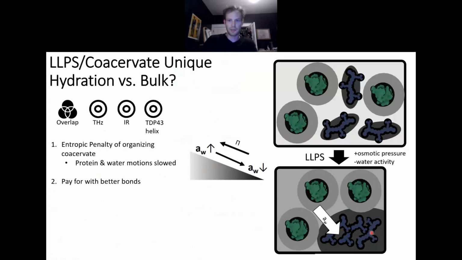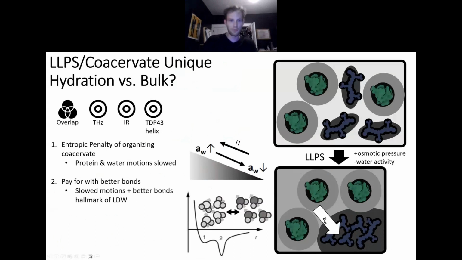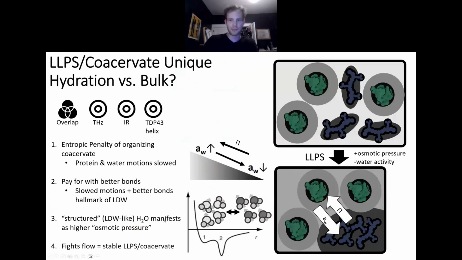And so as you get to be close together and you're overlapping your hydration shells, you now get to have better chemical bonds. And these slowed motions plus better bonds are kind of this hallmark of low density water, which aligns with this idea of more structured or tetrahedral low density water manifesting as higher osmotic pressure or lower activity on some level. And that this higher osmotic pressure fights the desired flow. So water wants to flow from high activity into low activity, and this granule is exerting some kind of pressure that fights that desired flow of water inside of it.